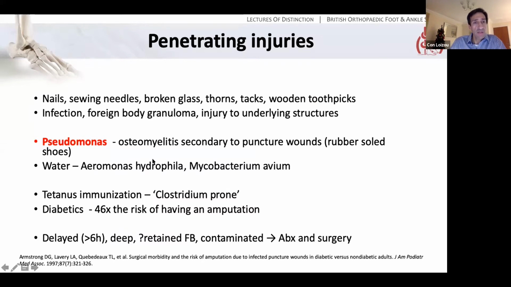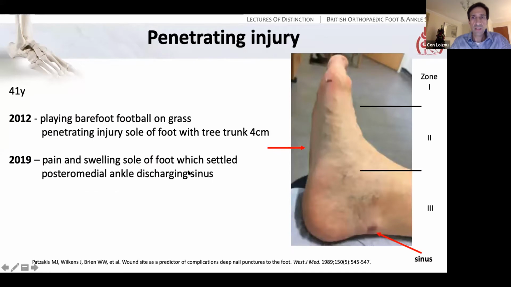Penetrating injuries in water, you have Pseudomonas species, Aeromonas hydrophila, and Mycobacterium avium. Don't forget to ask about tetanus immunization. These are Clostridium-prone wounds. And diabetics have a massive risk of having an amputation after penetrating injuries. If the penetrating injury is delayed or is deep, or you think there are retained bodies or it's heavily contaminated, then surgery and antibiotics are required. Now, with regards to penetrating injuries, you can divide the foot into 3 zones.